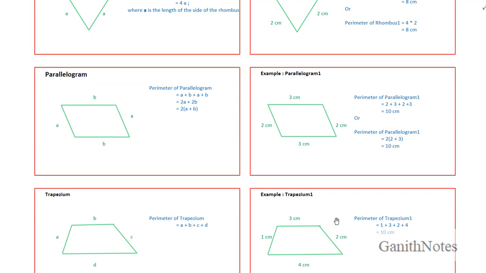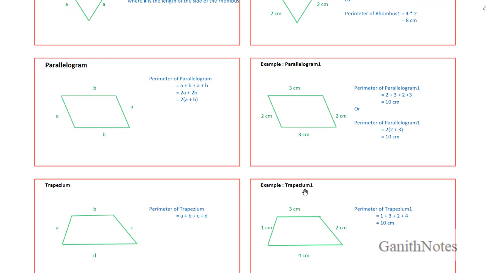So in an example of trapezium, which is figured over here, trapezium 1, which has side 1 of 1 centimeter, side 2 of 3 centimeters, side 3 of 2 centimeters, side 4 of 4 centimeters. The perimeter of trapezium 1 would turn out to be 1 plus 3 plus 2 plus 4, which is equal to 10 centimeters.